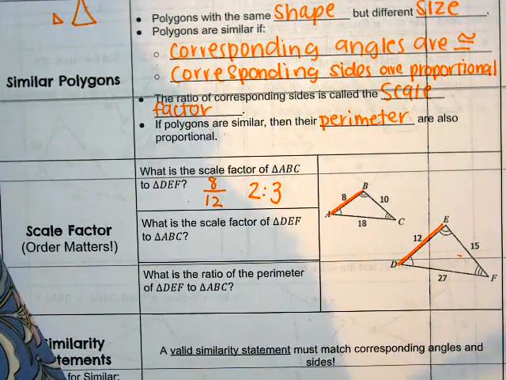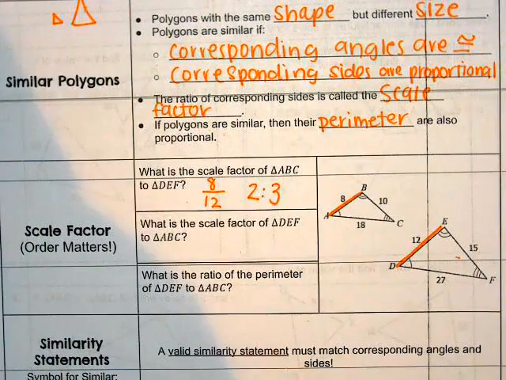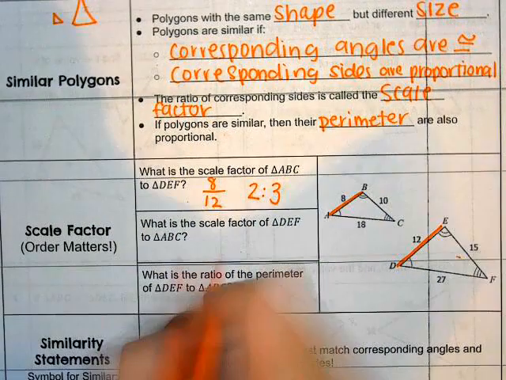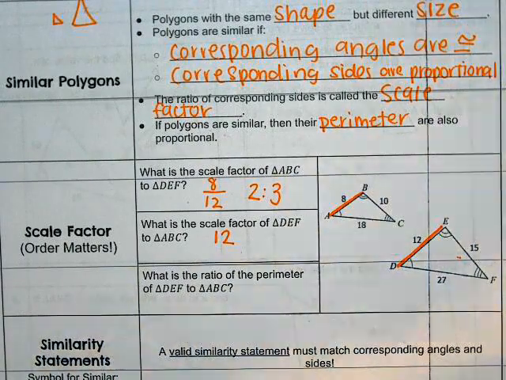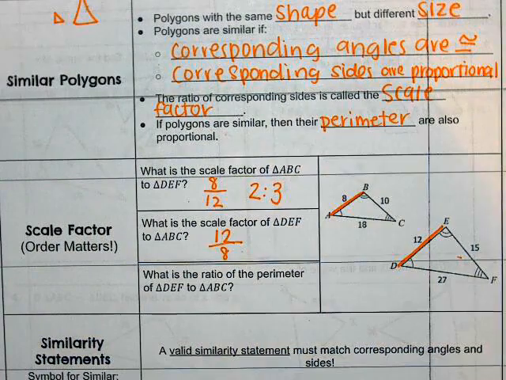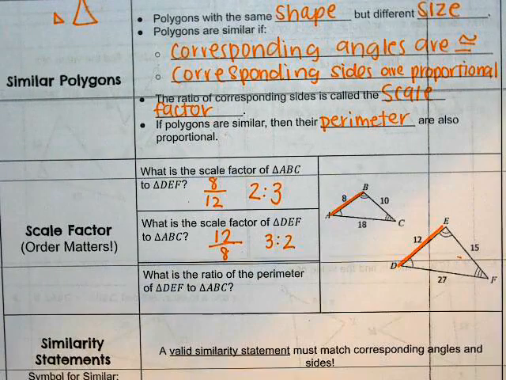Now if I were to flip that, what is the scale factor of DEF to ABC? I'm going to use the same two sides, just because why not? But I'm going to start with the one that goes for DEF. That would be 12. So it would be 12 to 8. That is not in the simplest form, so I'm going to simplify it. And that would give me a ratio of 3 to 2.